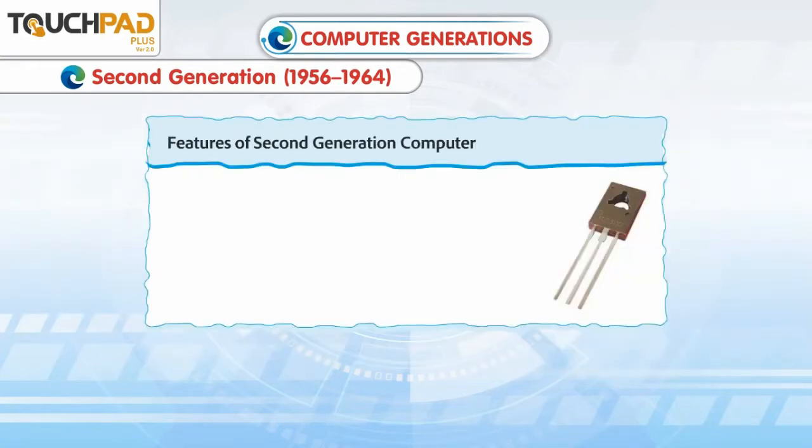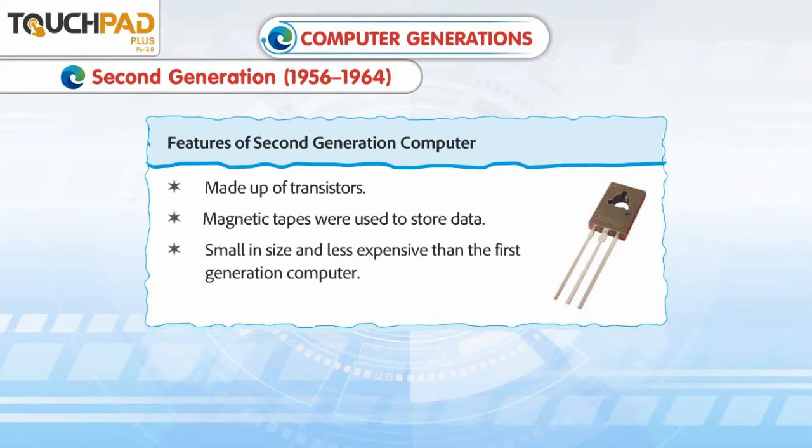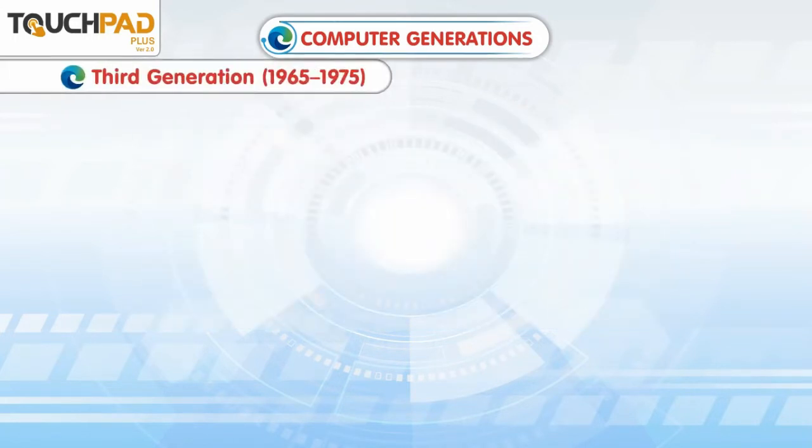Features of second-generation computer: made up of transistors. Magnetic tapes were used to store data. Small in size and less expensive than the first-generation computer. Faster and reliable. Third generation, 1965 to 1975.